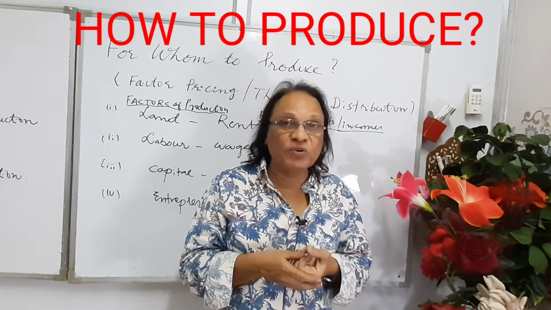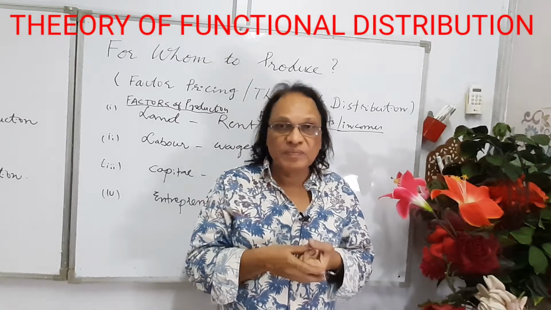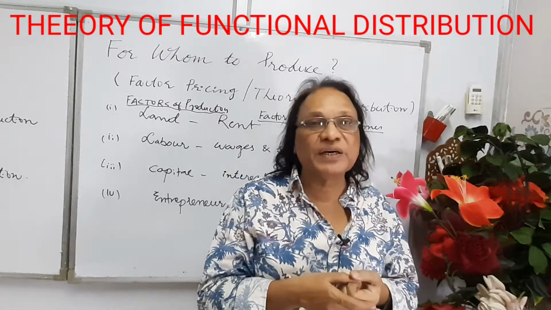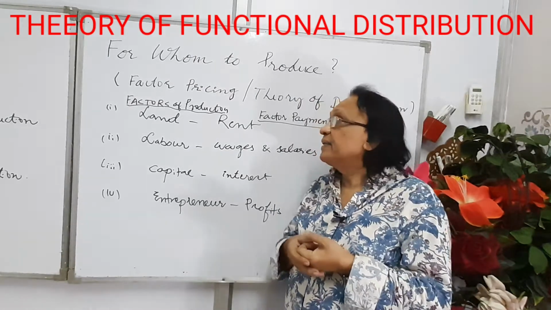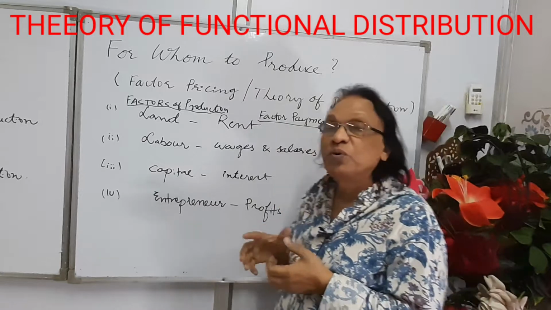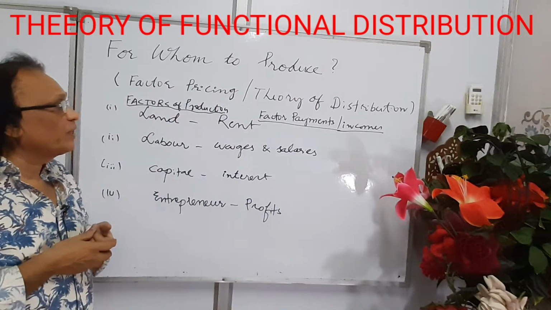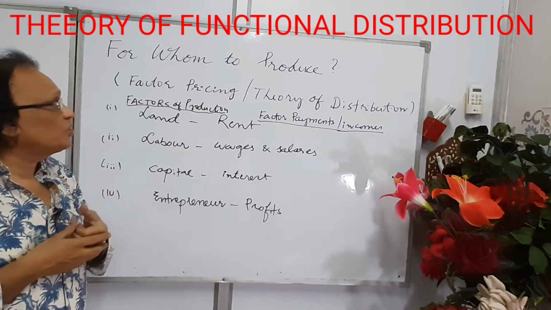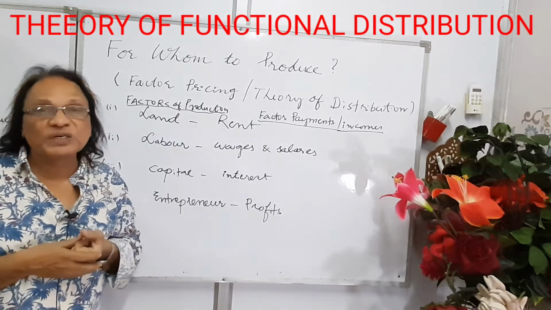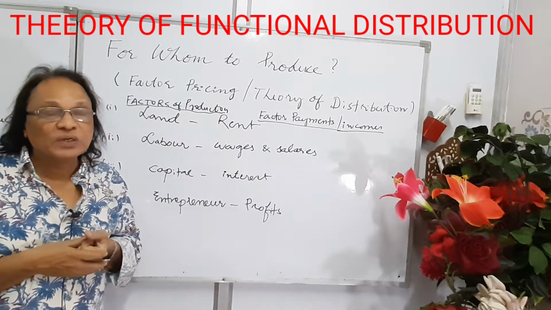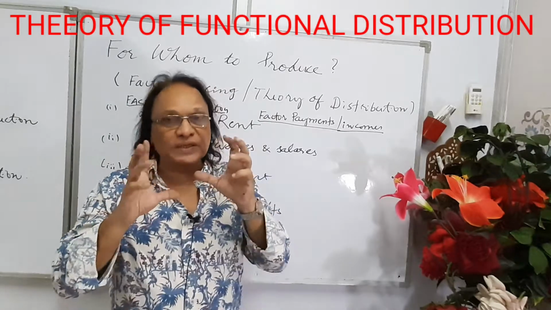I'm sure you must have followed it. Let's move further. Today we'll be discussing the third central problem of the economy, that is, for whom to produce. This also we can call the theory of distribution or factor pricing. So it may look strange to you. What exactly is for whom to produce? I'll show you this. First, follow this.